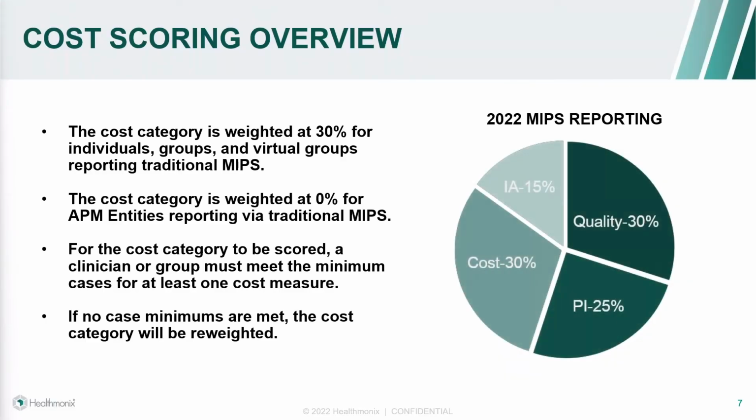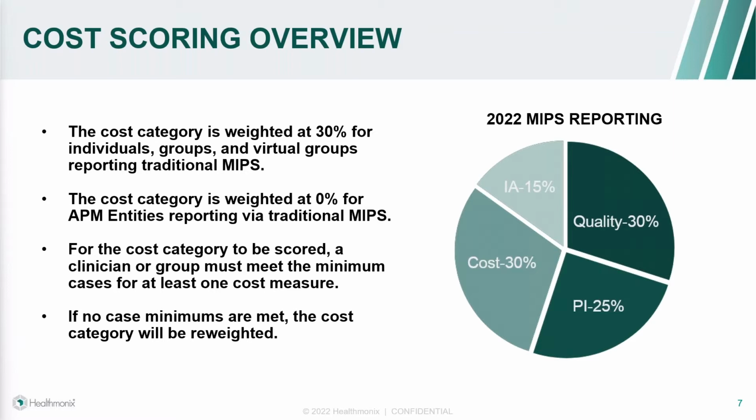So the cost category overview, as you can see here on the right-hand side, cost is 30% of your score equal with quality. The PI, promoting interoperability, and IA, the improvement activities, are both the same amount that they have been in the past. So it is 30% of your score, whether you are an individual, whether you're reporting as a group and or virtual groups that are reporting traditional MIPS. If you're part of an APM, it is reweighted to 0% since there are other cost categories and cost topics that are part of each APM program.